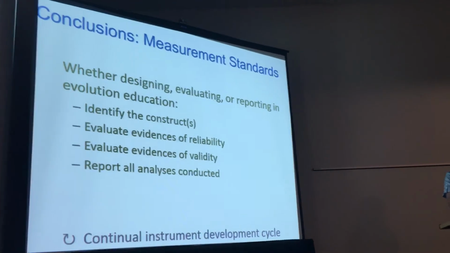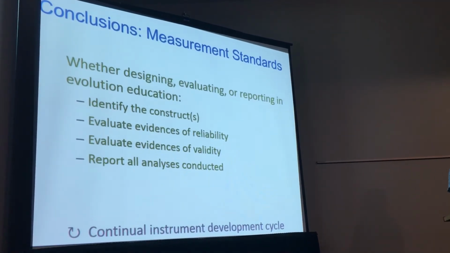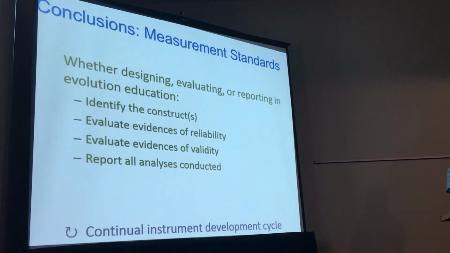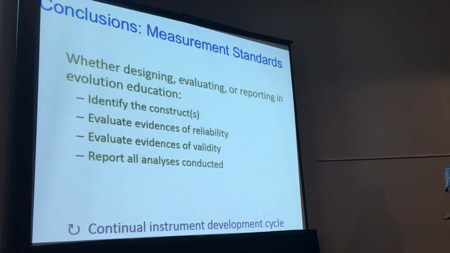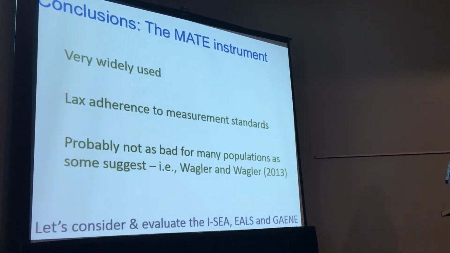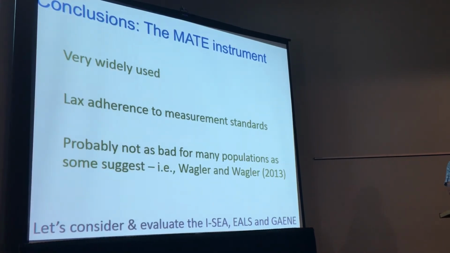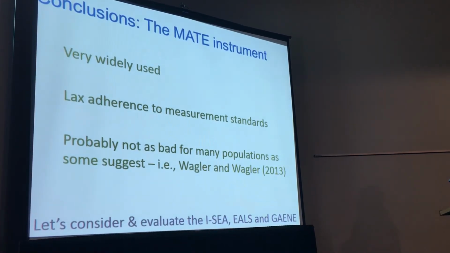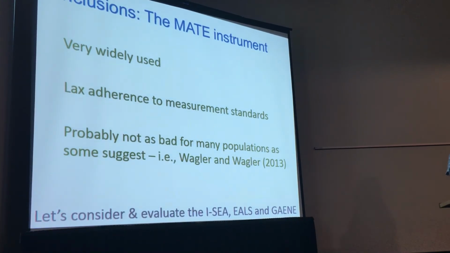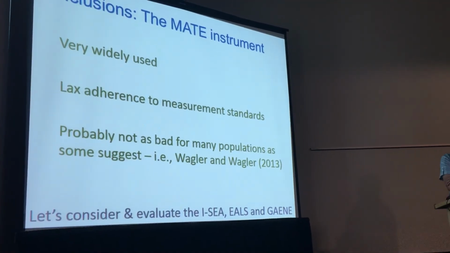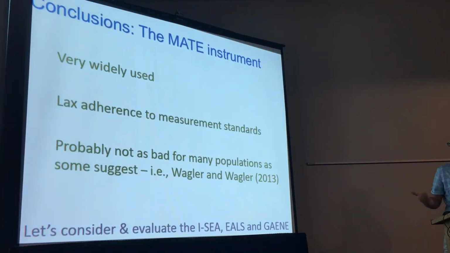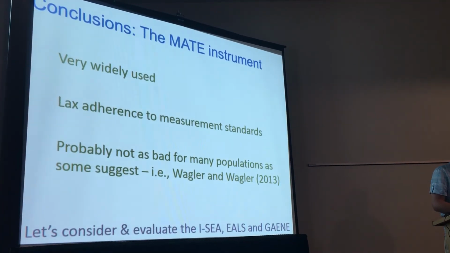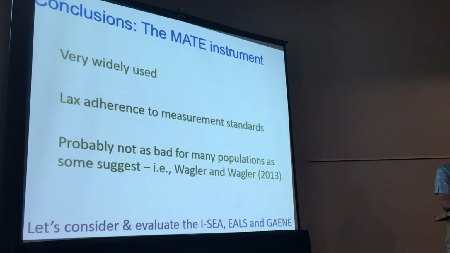So now for the conclusions. No matter what your role is in evolution education, we should all be continuing this instrument development cycle, making all these evolution assessments much better. For the MATE specifically, it's very widely used. We have had a very lax adherence to measurement standards, but it's probably not as bad as some might suggest, especially Wagler and Wagler. And we should really consider and use other instruments that measure acceptance of evolution, specifically the IC, the EELS, and the GENE, to try and get more data on these other instruments.